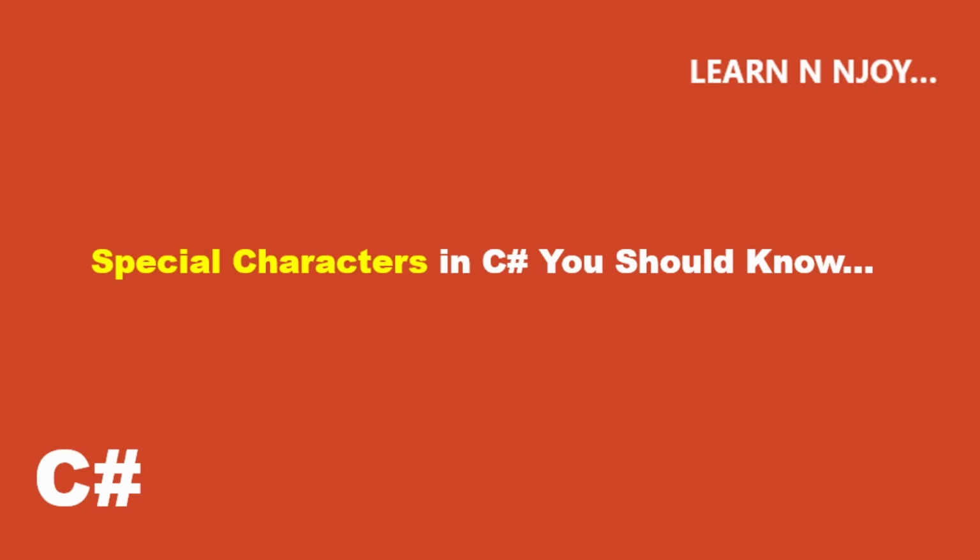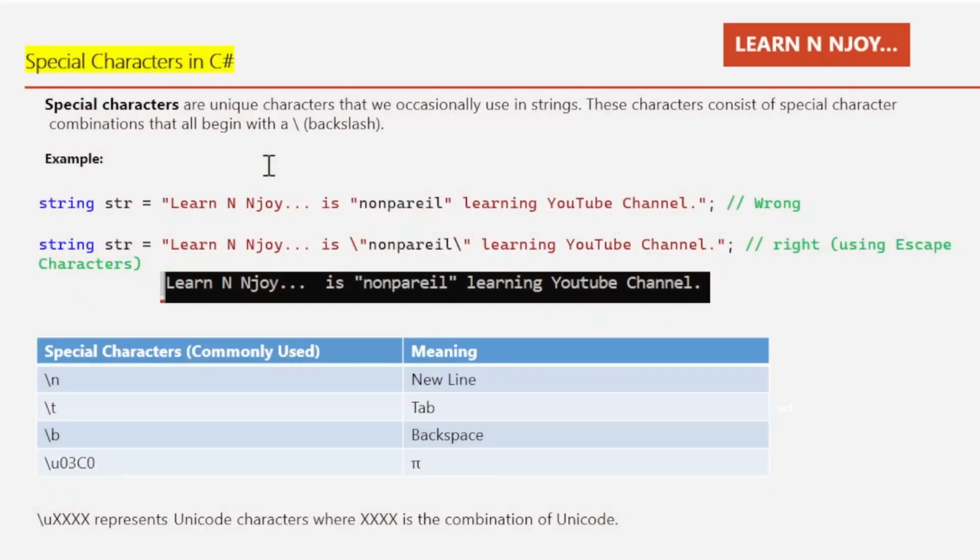Okay, without any further delay, let's get started. Special characters in C#. What are special characters? Special characters are unique characters that we occasionally use in a string. Each consists of a special character combination that begins with a backslash. In C#, a string is written in double quotation marks.